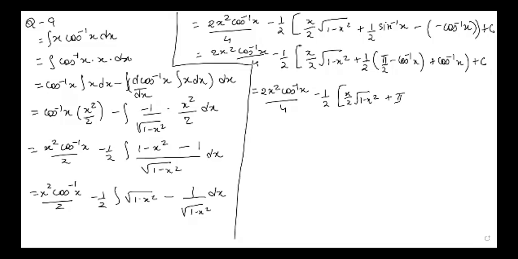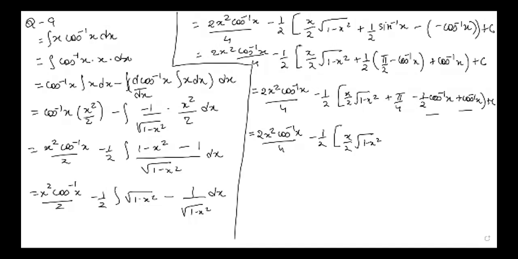This will be pi by 4 minus 1 by 2 cos inverse x plus cos inverse x plus c. Now these two are like terms. So 1 minus 1 by 2 will give me plus 1 by 2 cos inverse x. This will be pi by 4 plus c.